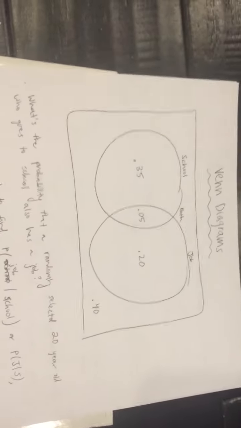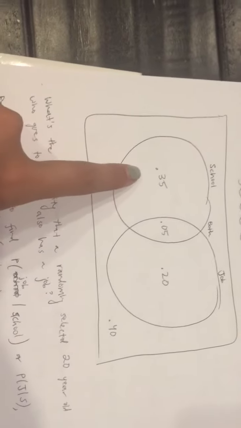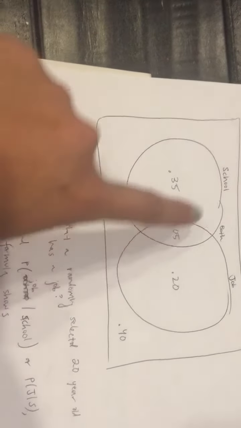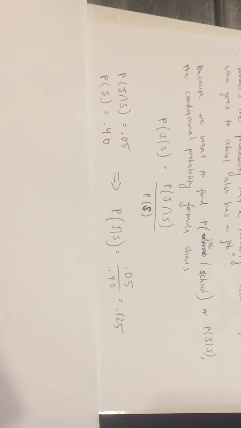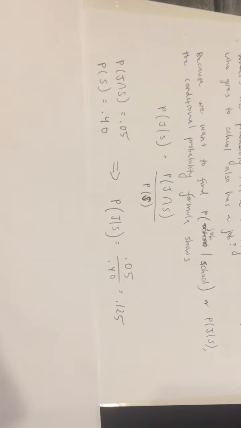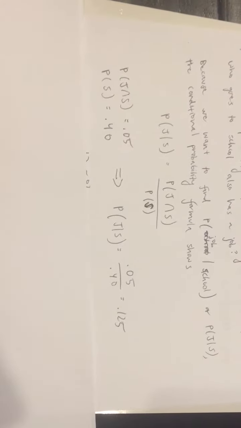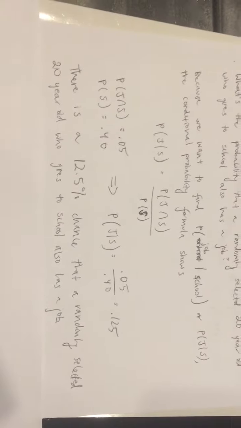As you can see, you don't see a 0.4 up here, but you have to count the entire circle of school. So 0.35 plus 0.05 gets you the entire probability of 20-year-olds that go to school. And then you just plug it into the formula. On top you have the probability of them going to school and having a job, over the probability of just going to school, and you would get 0.125. So you would conclude that there's a 12.5% chance that a randomly selected 20-year-old who goes to school also has a job.